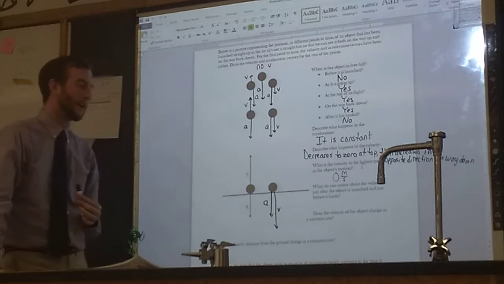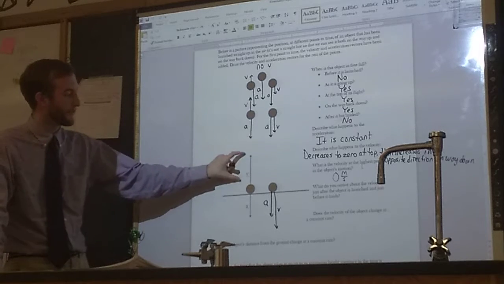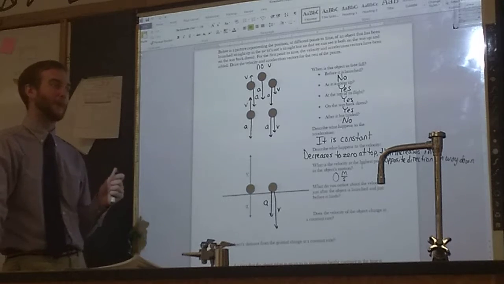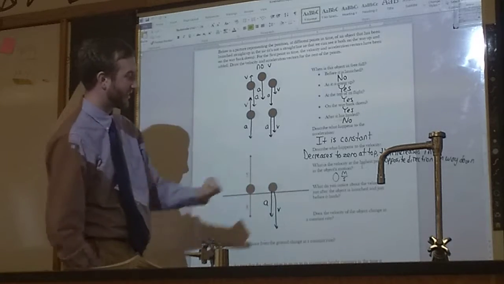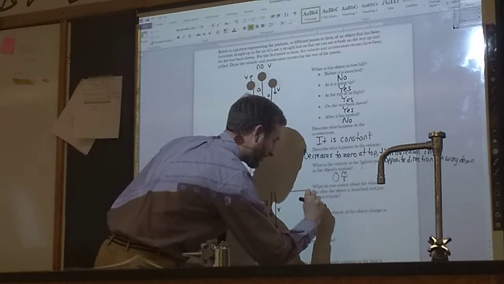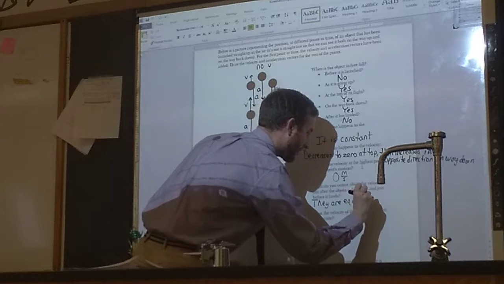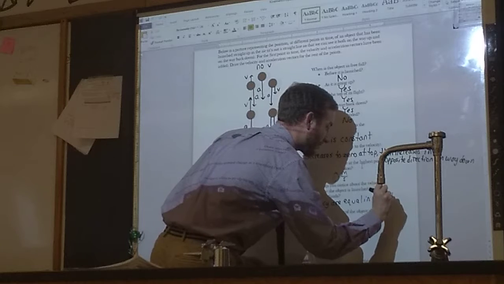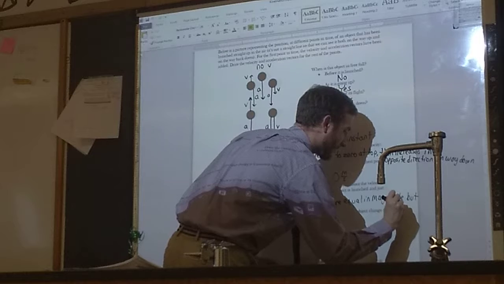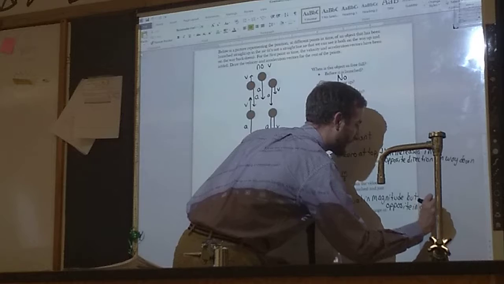It is true that the magnitude of the velocity at each of those points will be the same, given by the same length of these arrows. However, the velocity will be in opposite directions. This velocity is up, this velocity is down. So, what we're going to say here is that these velocities are equal in magnitude, but opposite in direction. And we can prove this.